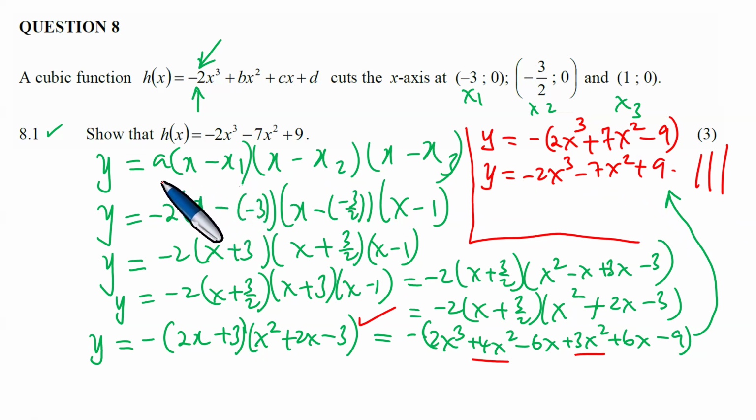But we used this formula here. Take note of this green formula. Y equals a open bracket x minus x1 close bracket open bracket x minus x2 close bracket open bracket x minus x3 close bracket. Okay, take note of that formula because it works as long as we have what you call cubic functions. Yeah. Earlier on, I spoke about the one for quadratics. When we have quadratics, we use another one for the quadratics. Okay, let us continue right now to solve.